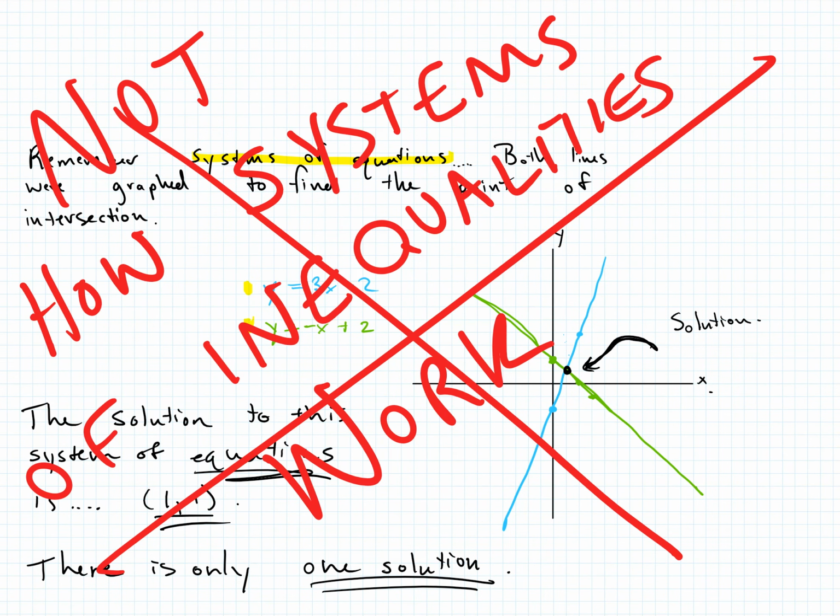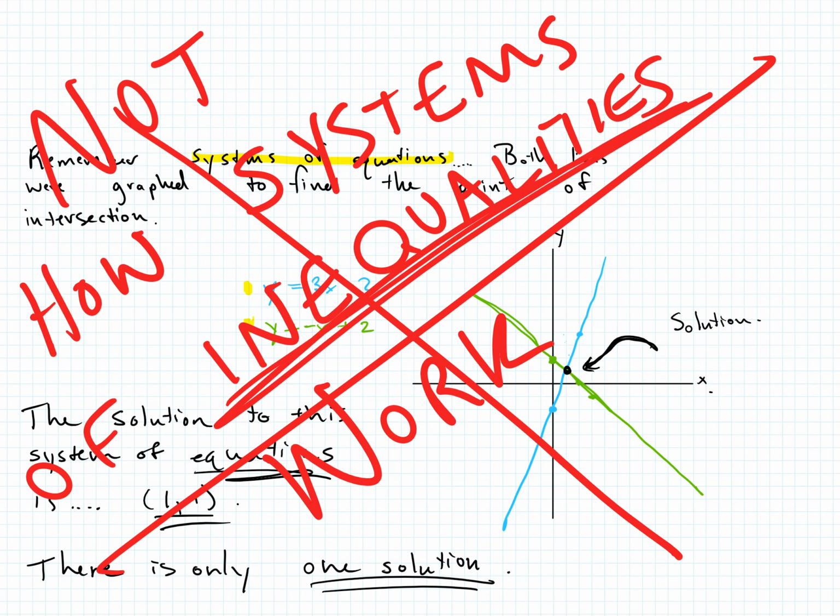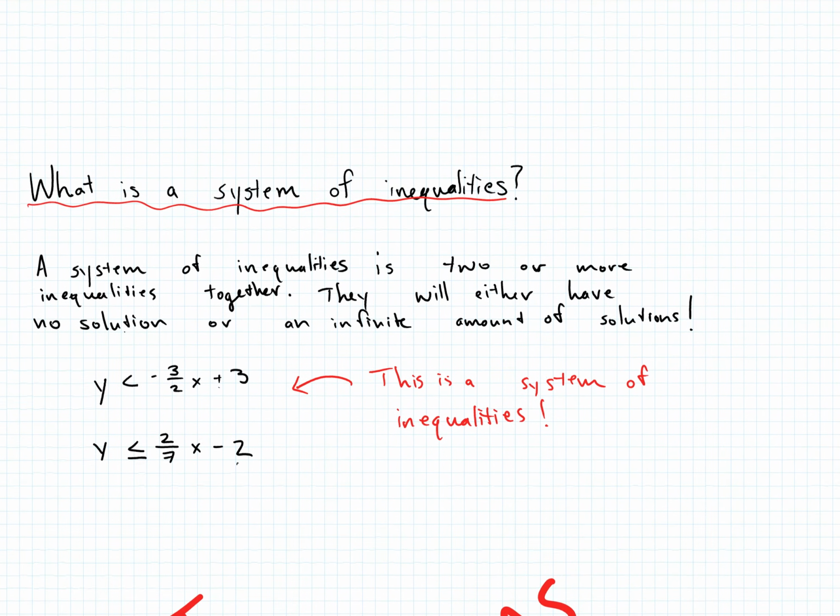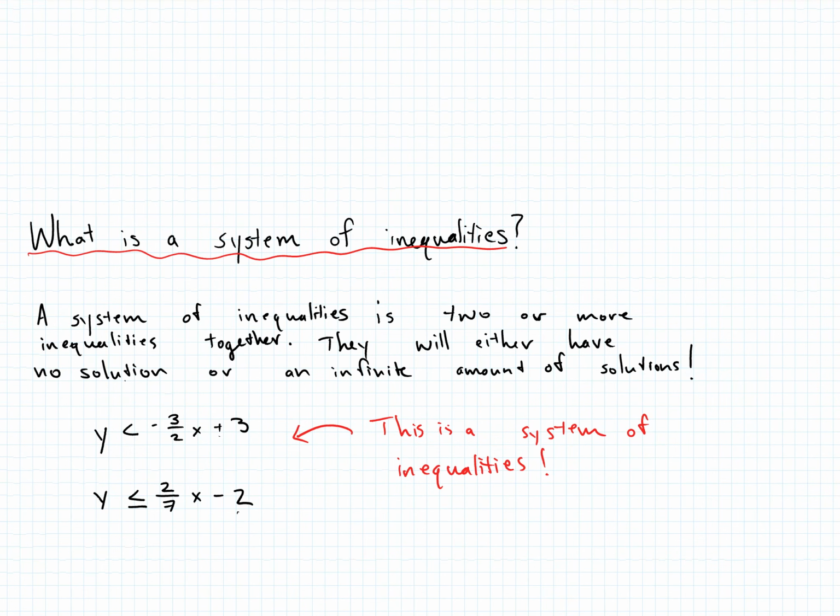Unfortunately, this is not how systems of inequalities work. So when we get rid of the equal sign, some weird stuff happens. Now it's going to be mostly the same with a little bit of a twist. So just a reminder here, a system of inequalities is when you have a less than, greater than, greater than or equal to, or less than or equal to. We won't be seeing an equal sign. And they will either have no solution or an infinite amount of solutions. We won't look at any cases where there's just a single answer.